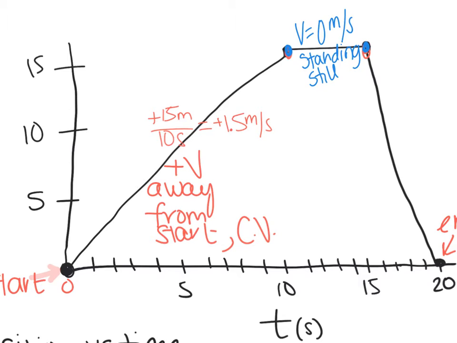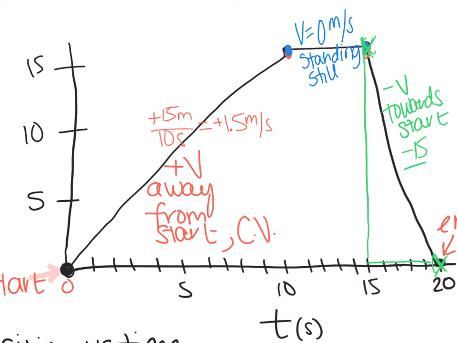Good. Then let me change colors. Right here, marked it in green, I have 15, and then down here at the end, I have a negative slope, right? So I have a negative velocity, which means I'm going where? Good, I'm going towards start. Okay. Can you calculate your velocity? Okay. How much did I fall? Okay. How much did I run? 5 seconds, right? So negative 15 divided by 5 is going to give me a negative 3 meters per second.